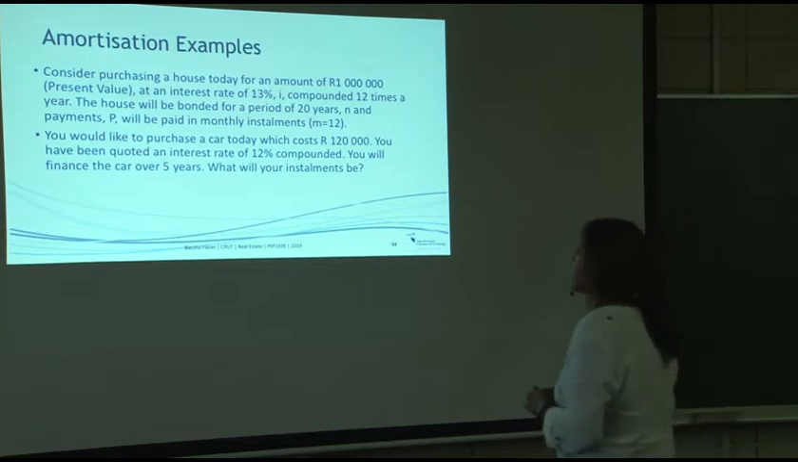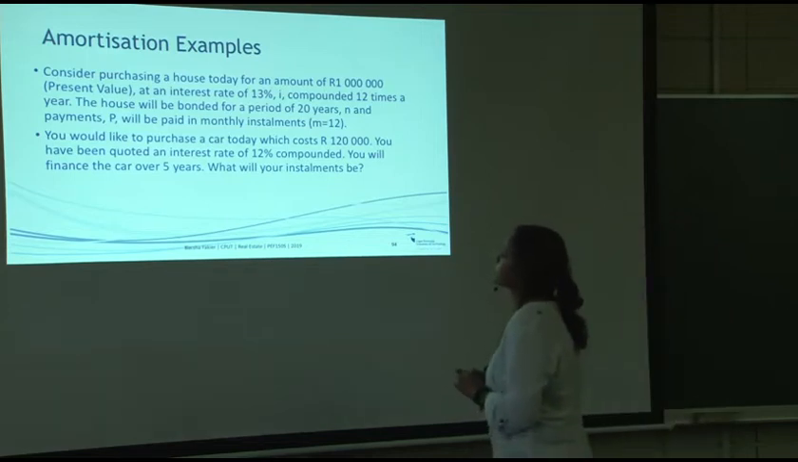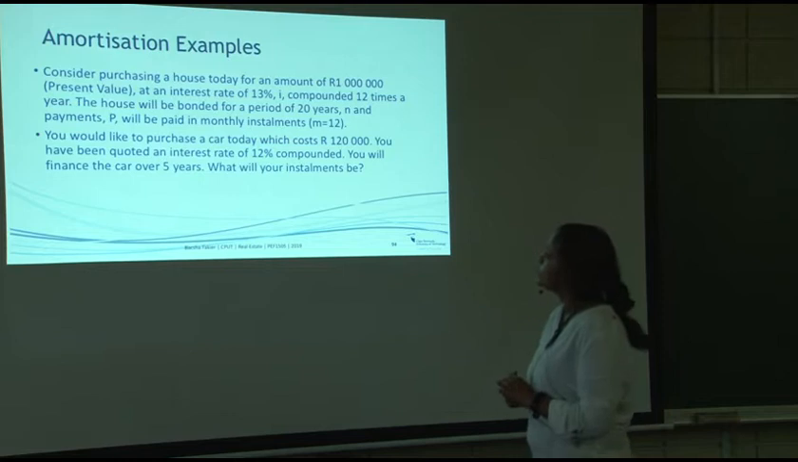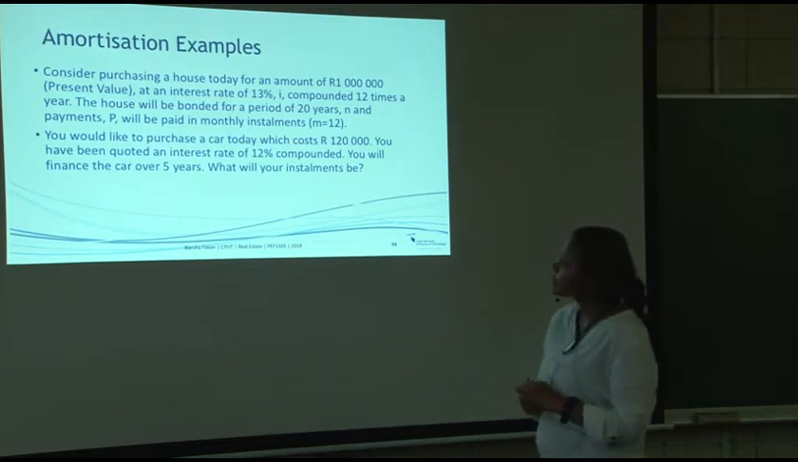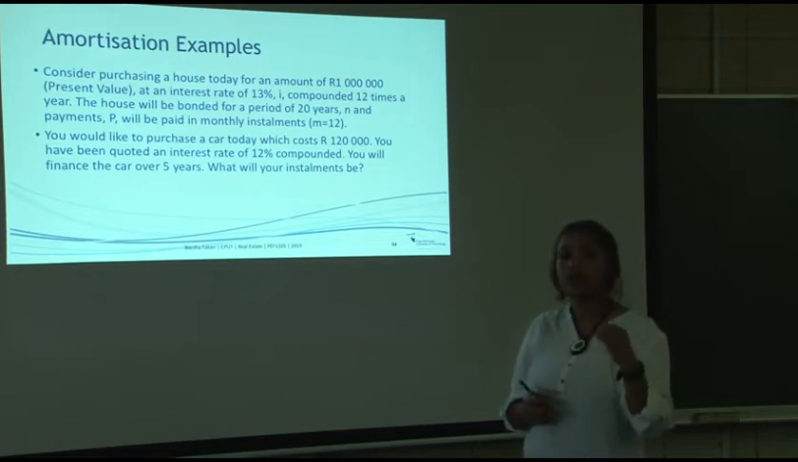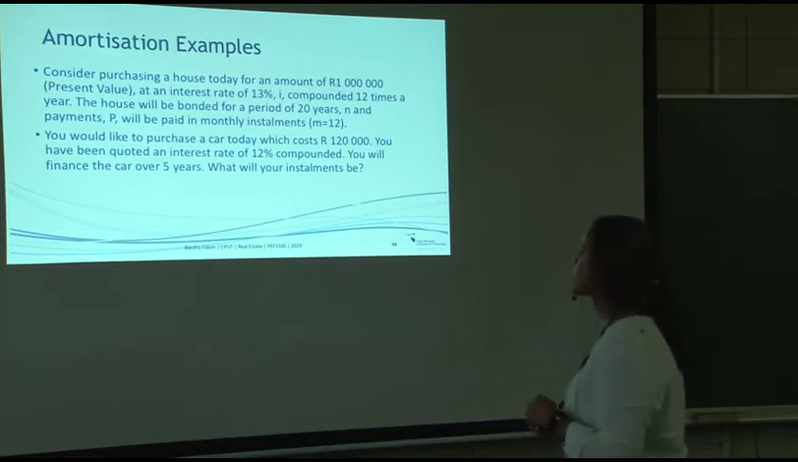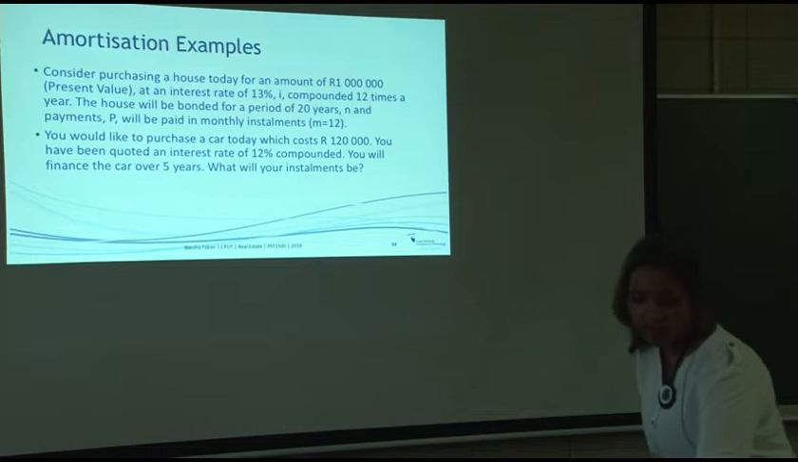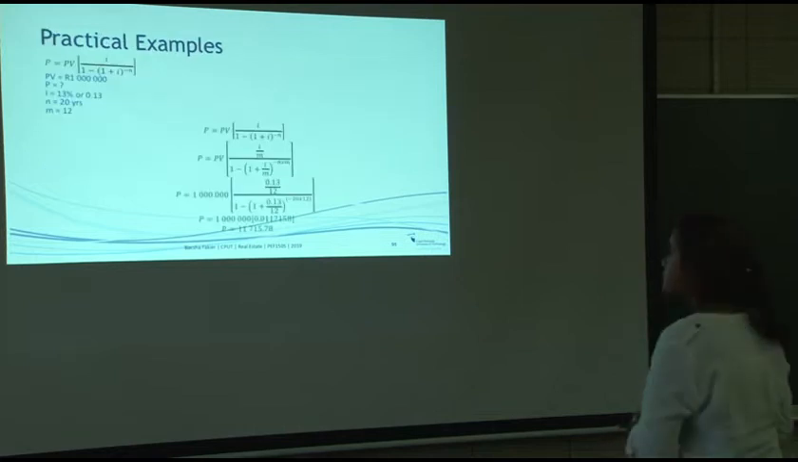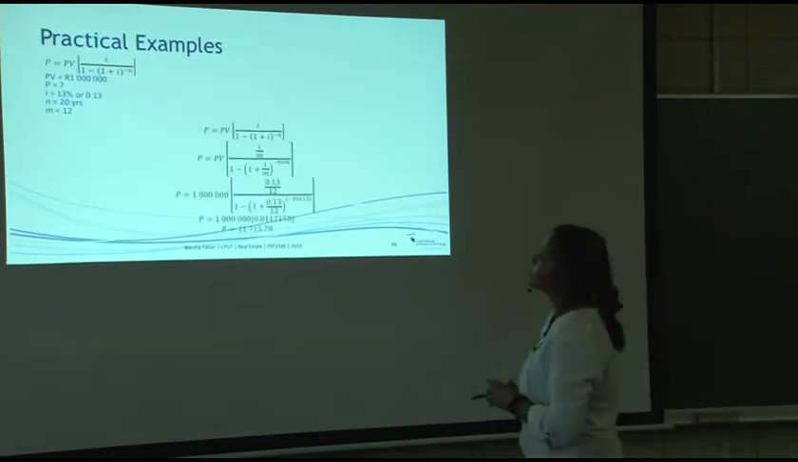The house will be bonded for a period of 20 years, N, and payment P, and it will be paid in monthly installments. Again, you know that M is equal to 12. Then we'll come back to the second example in a minute. Right. Practical example, here we go.